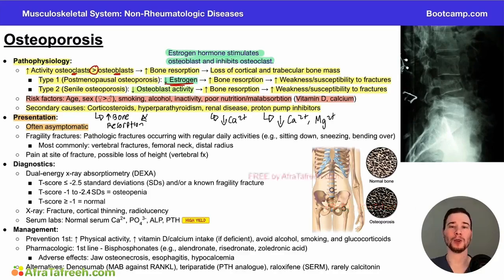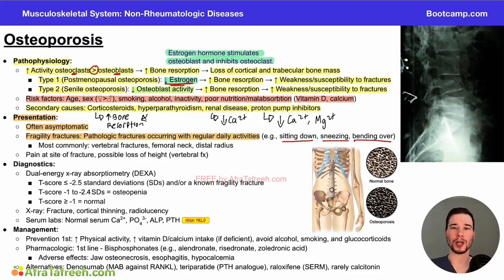And so patients who have osteoporosis can present asymptomatically, or they'll likely present with one of these fragility fractures. And these are pathologic fractures that occur with regular daily activities. That is to say, a patient is just going about their business. They're just sitting down, they're sneezing, they're bending over, doing regular day-to-day activities. For them to have a fracture from doing one of these basic maneuvers is very unusual. We think about high-impact injuries for fractures. If a patient just sat down and had a fracture in their spine, a vertebral fracture, it's likely that they probably had osteoporosis. It's likely that the bone was not very strong, not very supportive. Otherwise, they would not have had this type of fracture.